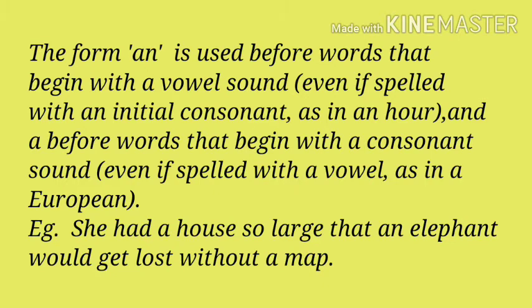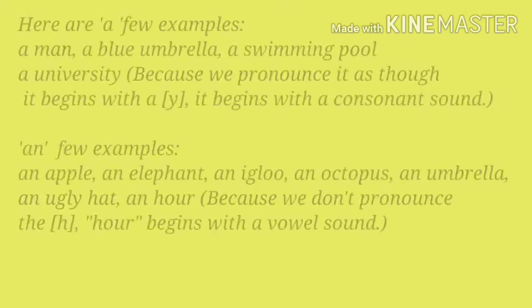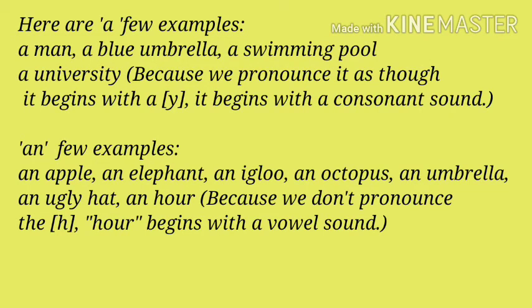Example: she had a house so large that an elephant would get lost without a map. Now here are a few examples: a man, a blue umbrella, a swimming pool, a university. Because we pronounce it as though it begins with Y, a university. The university sound is Y, and that's why we are using a. It begins with a consonant sound.